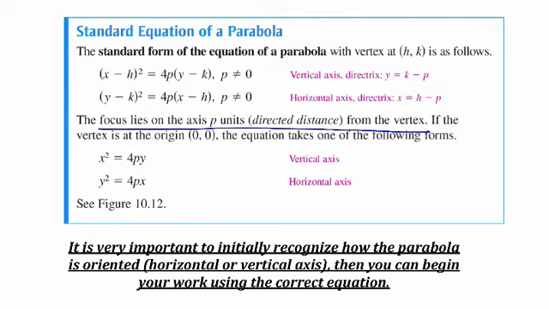So if the vertex is at the origin (0, 0), in other words, h and k are both 0, it's simply going to be x squared equals 4py, and y squared equals 4px for vertical and horizontal axes, respectively. So it's very important that we initially recognize how the parabola is oriented, either horizontally or vertically, and then you can begin work using the correct equation.